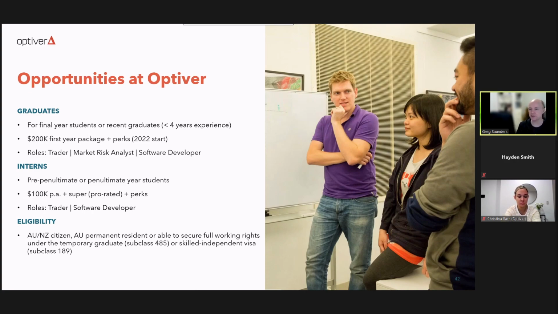For our graduates, the package for graduates starting in 2022 is 200K per annum plus perks. So that's our rent package. And in terms of the roles that you can currently apply for, we have trader graduate roles, market risk analyst roles, and software developer roles.